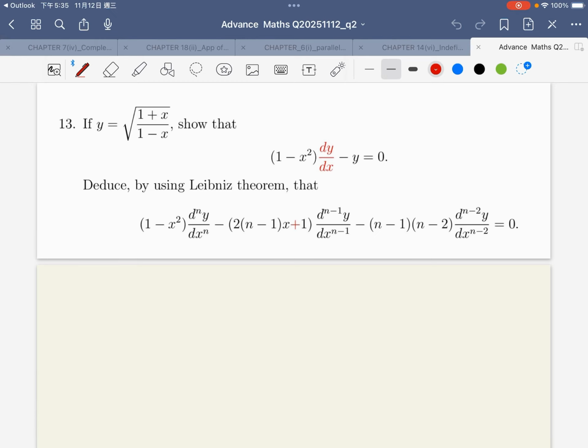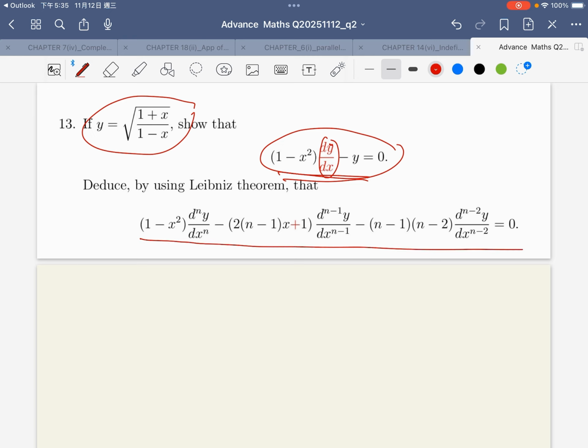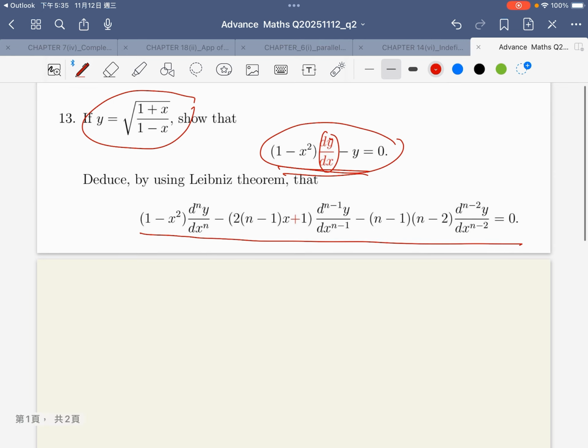This question is from a university student who asked me how to do this question. The first part: let y equal to the square root of (1 plus x) over (1 minus x). Then we have to prove this differential equation. It is obviously a very easy part. We actually need to differentiate the function y, then put it into this equation and see whether it is true or not. And then for the second part, we have to use the Leibniz theorem, and I will talk to you how to do this one later.